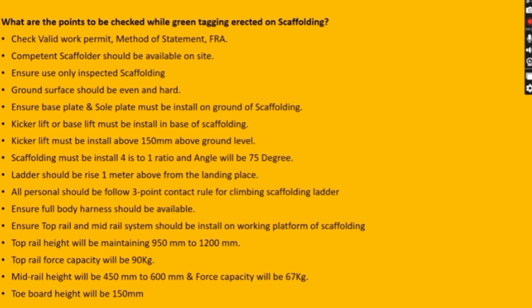All personnel should follow 3-point contact rule for climbing a scaffolding ladder. Ensure full body harness should be available. Ensure top rail and mid rail systems should be installed on working platform of a scaffolding. Top rail height will be maintained 950 mm to 1200 mm. Top rail force capacity will be 90 kg. Mid rail height will be 450 mm to 600 mm.